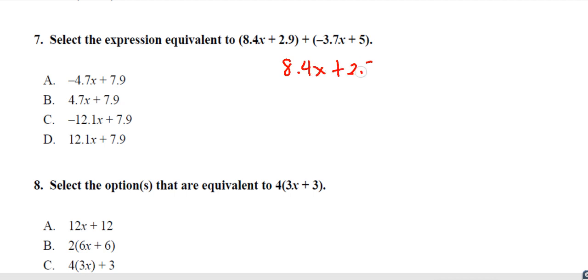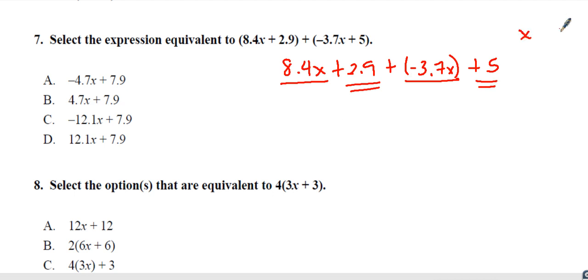8.4x plus 2.9 plus negative 3.7x. That parentheses only separates the plus from the negative sign, plus 5. And combine my like terms. I have x's here, and I have constants here. So if I have a column for my x's and a column for my numbers, it's 8.4x, negative 3.7x. And then my number column would be 2.9 and positive 5.